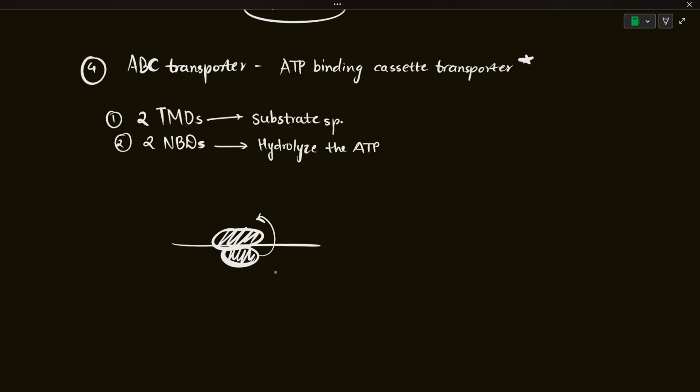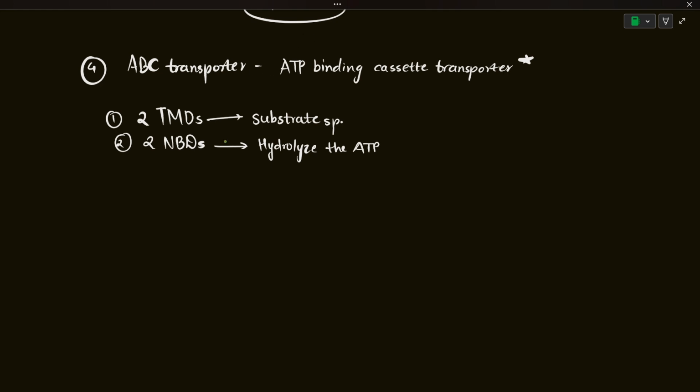This model is also referred to as the alternating access model, but we won't be discussing this in detail in this lecture. We'll discuss the ABC transporter separately in some other video lecture. What I wanted to convey is that the functioning of the ABC transporter is quite different from P-type ATPases or V-type ATPases because it has a lot of regulation in it. It has clear-cut domains, and the similarity is that all of them are using ATP.